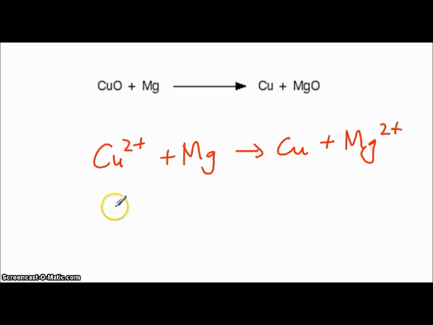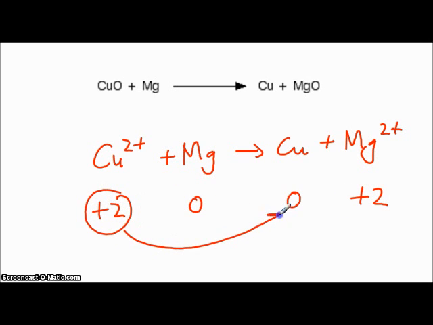Now if we have a quick look at oxidation numbers, you can clearly see that copper there is +2, whereas on this side it's just an element, so it's 0. Magnesium on this side is 0, and on that side it's +2. So our copper has gone from +2 to 0. The oxidation number has decreased or become more negative, and so that's an example of a reduction reaction. The magnesium has gone from 0 over to +2, so the oxidation number has increased or become more positive, and so that is an example of an oxidation reaction.